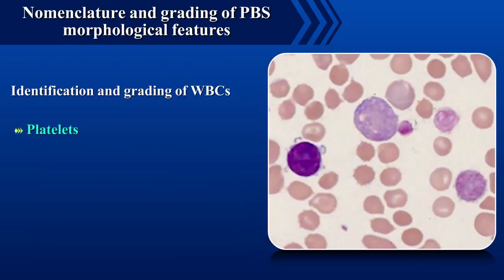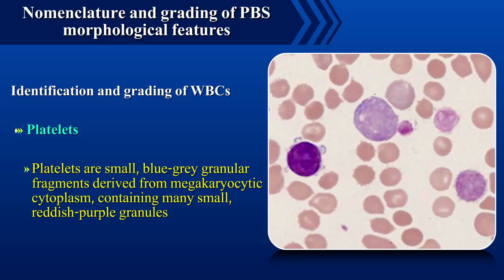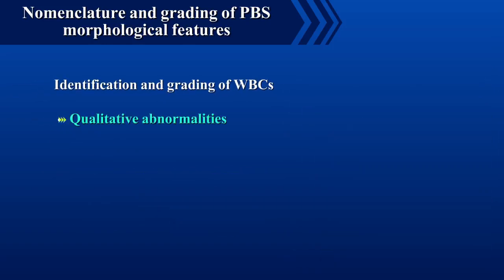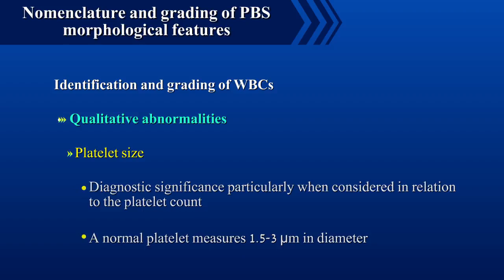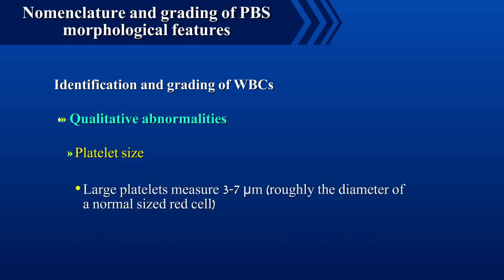Now coming to platelets. Platelets are small, blue to grey granular fragments derived from megakaryocytic cytoplasm containing many small reddish to purple granules. Coming to qualitative abnormalities of platelet size. Size of the platelet is of diagnostic significance, particularly when considered in relation to platelet count. A normal platelet measures 1.5 to 3 microns in diameter. Large platelets measure 3 to 7 microns in diameter, roughly the diameter of a normal sized red cell.